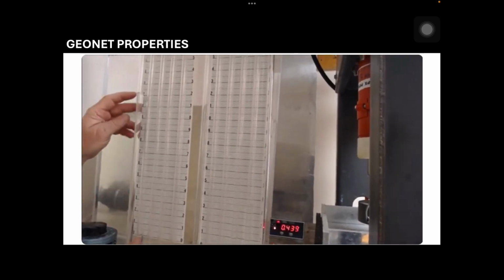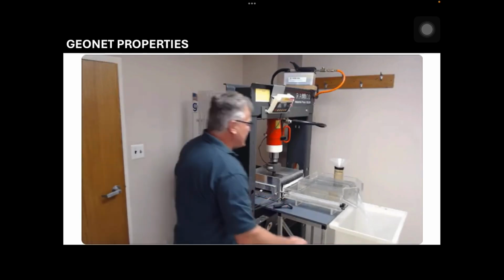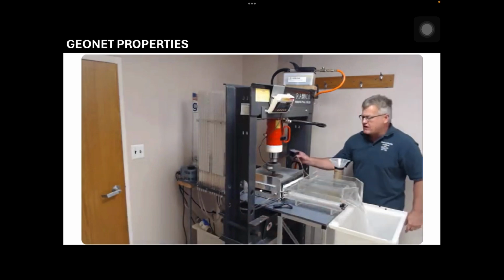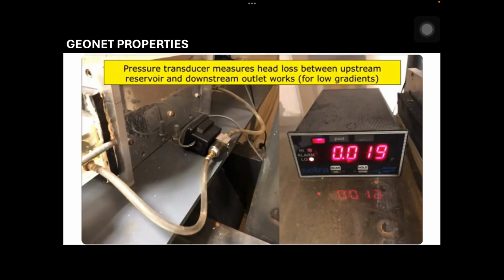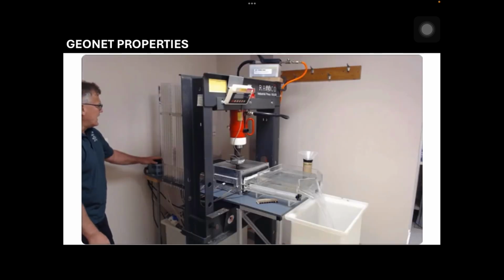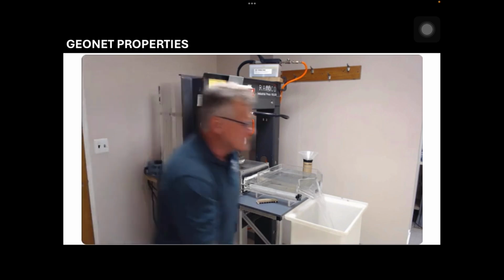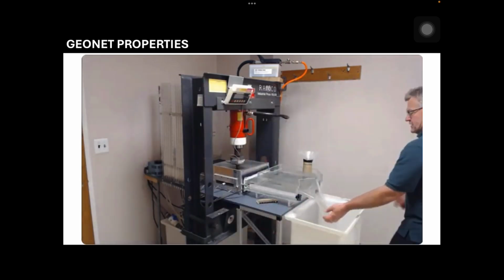For very low gradients, we typically use a pressure transducer. This pressure transducer is strapped across the back here. We control the gradients off this monitor. It's hydraulic gradient of about 0.1. And now we apply a normal pressure, ever increasing.